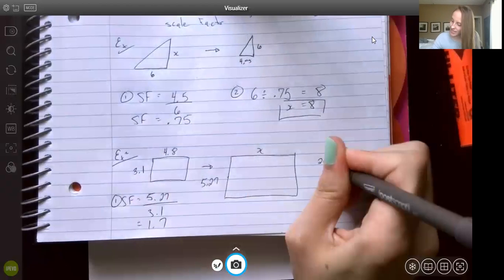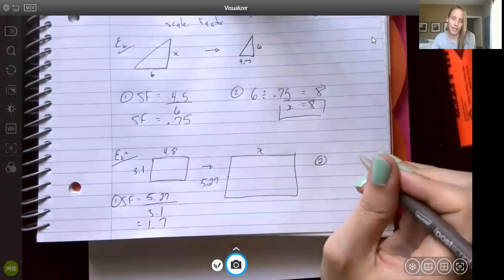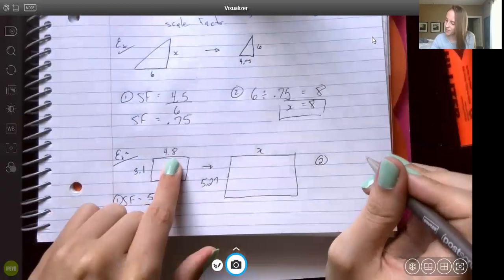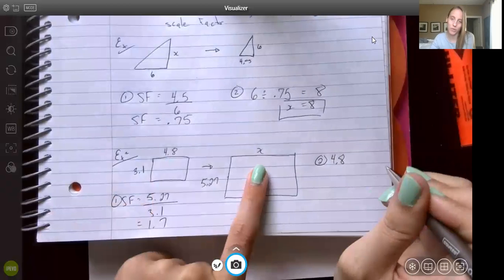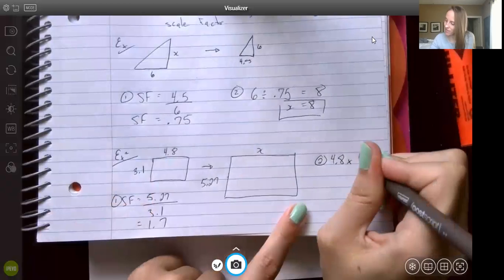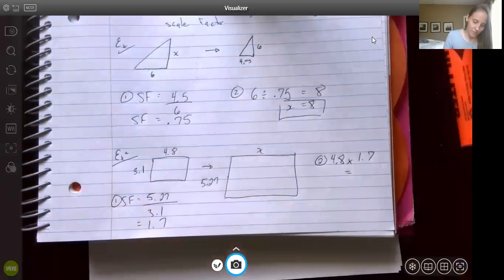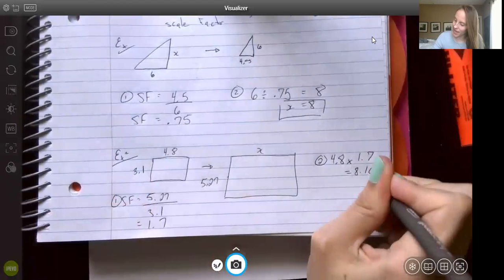And then our second step is going to be to take the side length that corresponds with the missing one, so the 4.8. And this time, because we are looking for our new shape's side, we are going to multiply by the scale factor. And that gives us 8.16 as our x value.